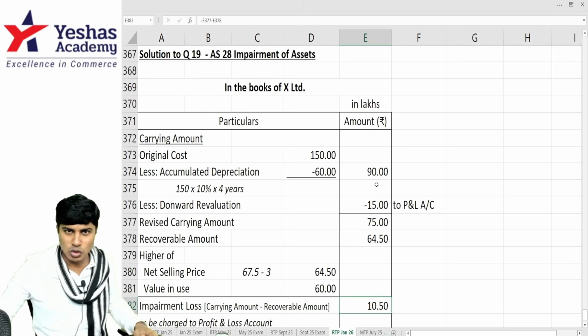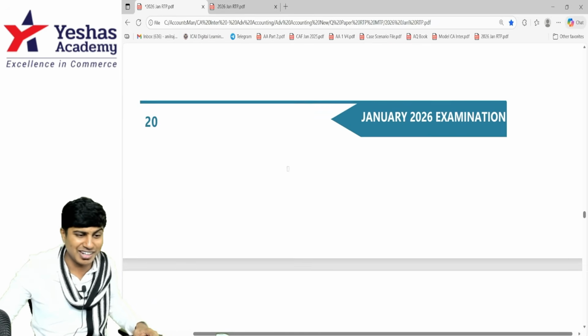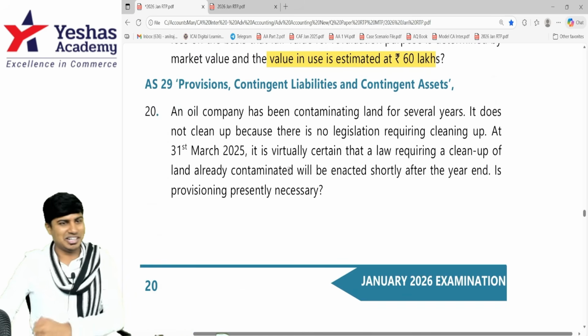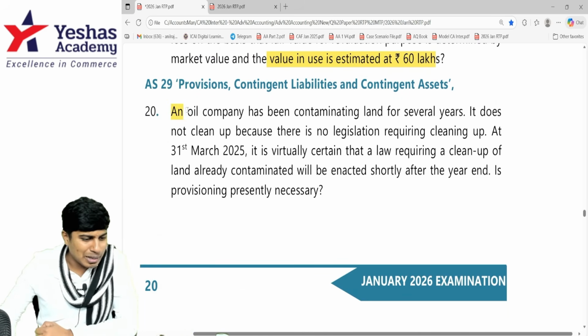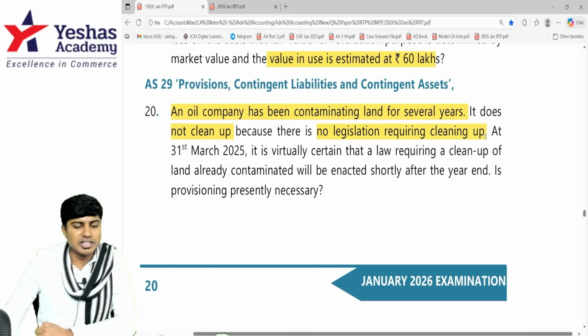We are now heading to question number 20, which is on accounting standard 29, which is, by the way, the last question in our material. An oil company has been contaminating land for several years. They believe it's their father's land, and they have been contaminating it for several years. It does not clean up. There is no legislation requiring cleanup. There is no law which says that they're supposed to clean.